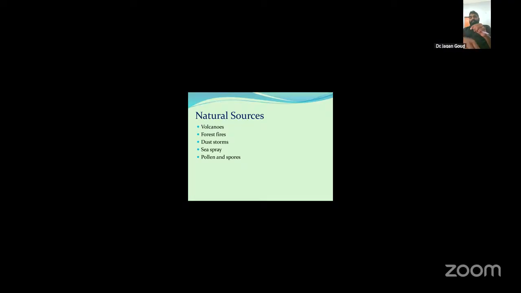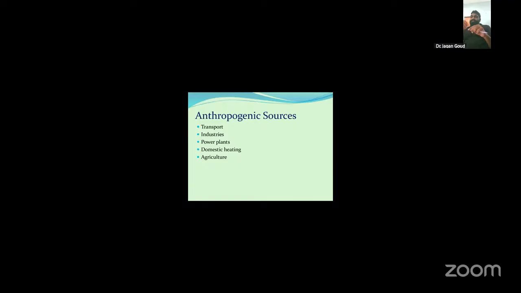The next slide is anthropogenic sources. Anthropogenic sources are human-made activities that release harmful substances into the air. These are the major contributors to modern air pollution, especially in urban and industrial areas. First one is transport.